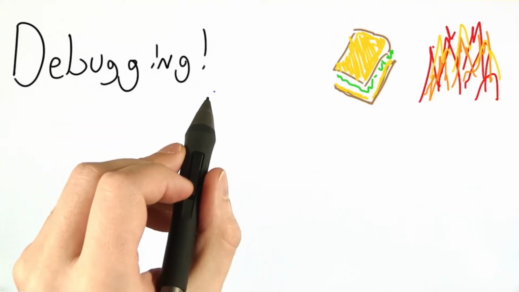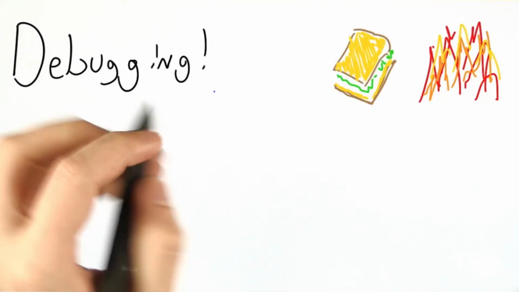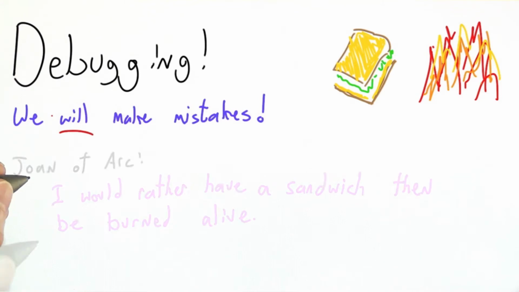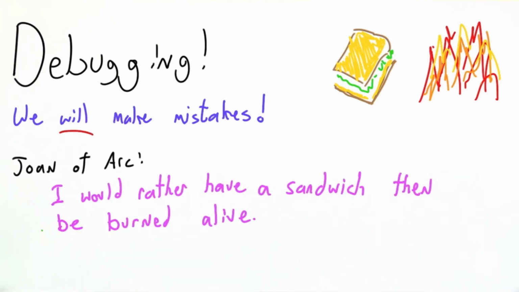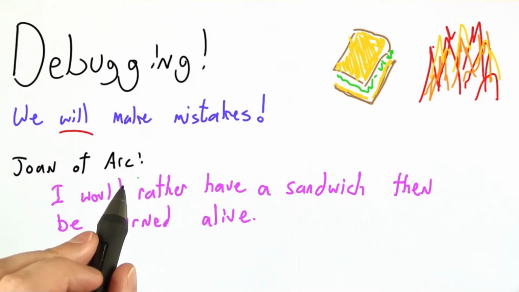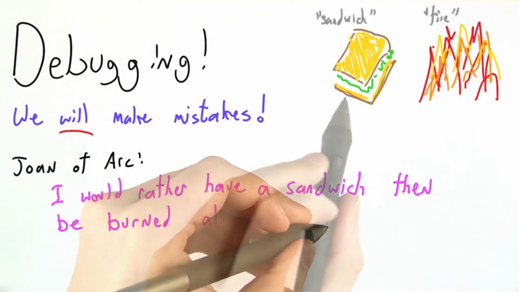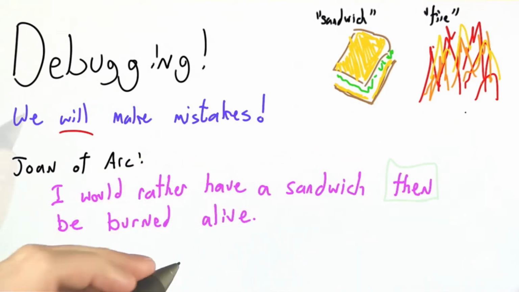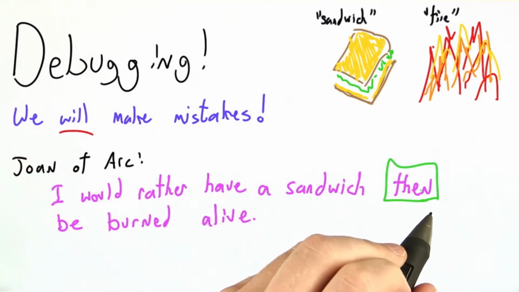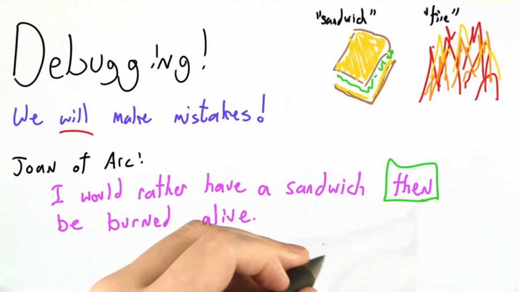In a project as big as a JavaScript interpreter in a web browser, we will make mistakes. And in fact, even a single word flip can be deadly. Consider this hypothetical utterance from Joan of Arc: "I would rather have a sandwich than be burned alive." Up here we've got the sandwich, here we've got the fire. The meaning of this single word really matters in this sentence.